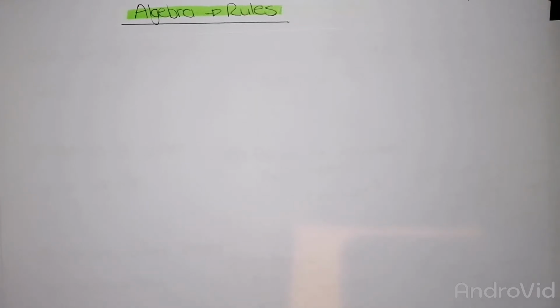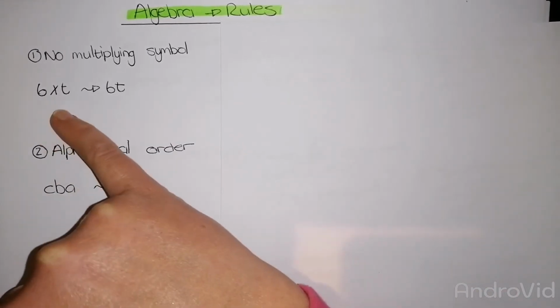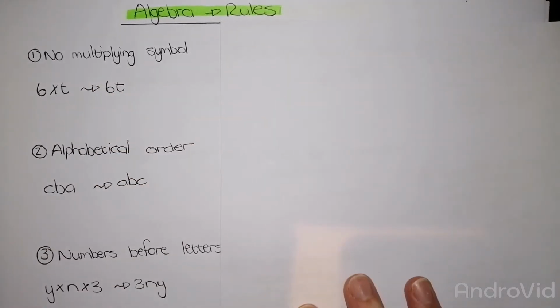There are 9 basic algebra rules that you need to know when doing algebra. So let's start with the first 3. The first one says we do not use a multiplication symbol. So when we have something like 6 multiplied by t, we write it next to each other as 6t.